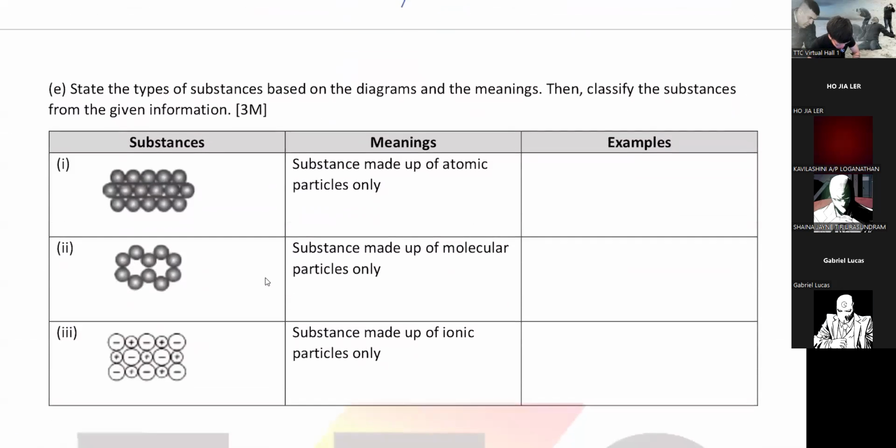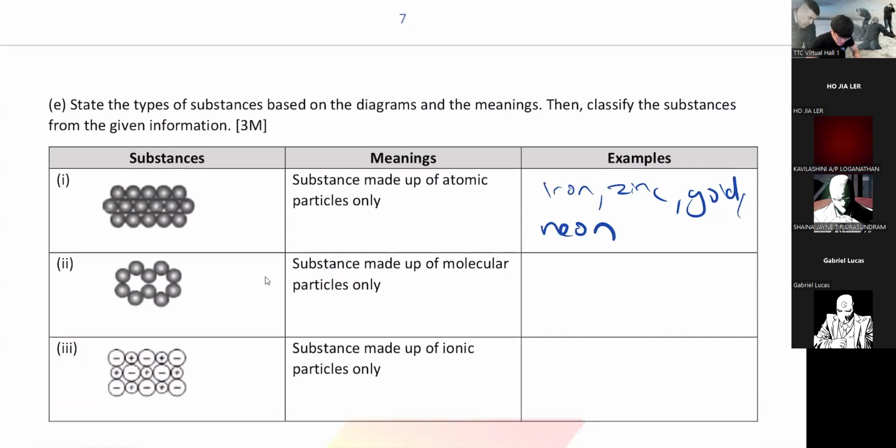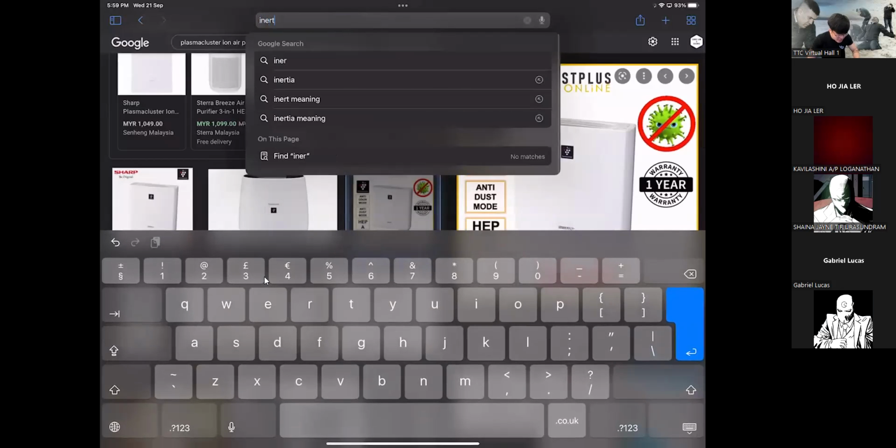Right, next. So E, state the types of substance based on the diagrams and the meaning. Then classify the substances from the given information. Since we can see this is only one type, substances made up of only atomic particles. So what is only made from atom? Like I said, all metals: iron, zinc, gold. You can put an inert gas here as well, neon. Funny thing about inert gas, guys.